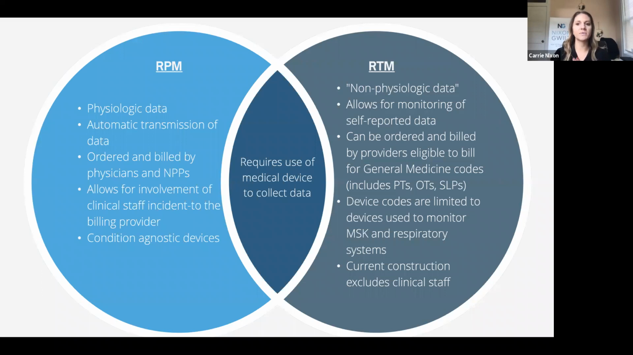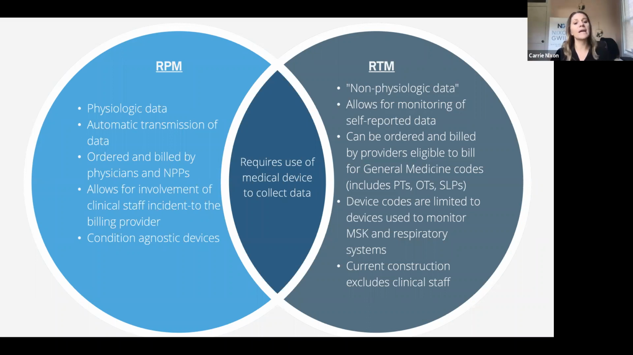RTM has also been proposed to allow for self-reported data, which is a really important expansion from RPM, which requires automatic transmission. One big barrier that we've seen in the RPM space is that there are lots of medical devices out there that collect self-reported data or data that the patient reports to their doctor, such as pain levels, some behavioral health data that's really valuable to collect and really important. A lot of that has been left out of the current RPM framework. So I think this expansion of allowing for self-reported data to be collected is really, really valuable and really, really important.